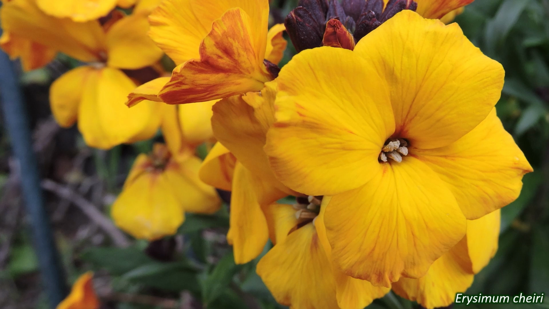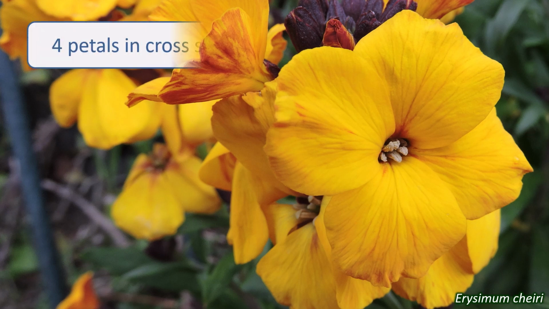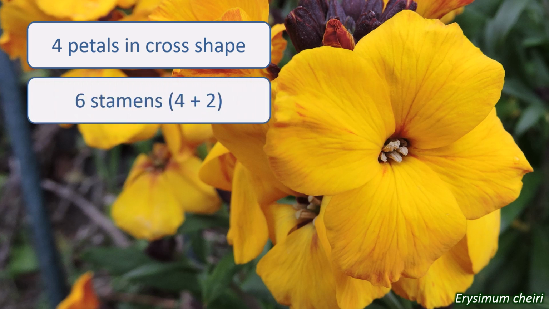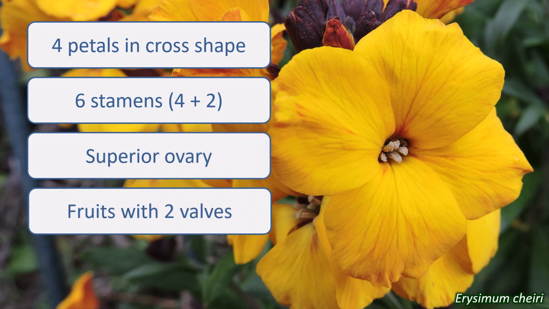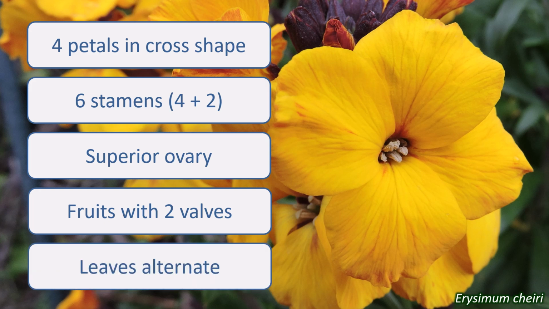So, a plant with flowers that have 4 separate petals in the shape of a cross, 4 separate sepals, 6 stamens, 4 long and 2 short, and a superior ovary, dry fruits with 2 valves and a central membrane, alternate leaves, and a cabbage smell is most likely to be in the Brassicaceae.